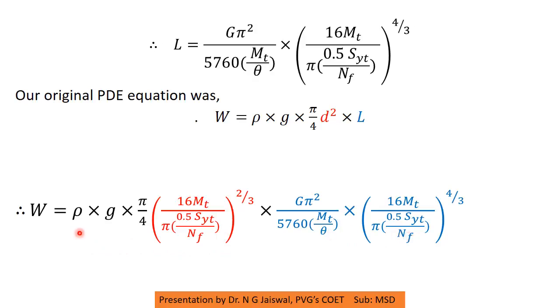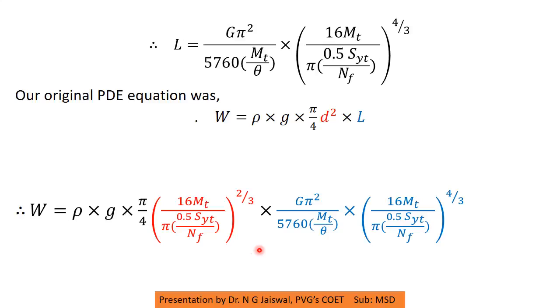Now you can see everything is now known. Rho is known. G is gravitational acceleration. MT, torque, is known. SYT of all materials are known. Factor of safety is known. Here G, that is modulus of rigidity, is known. MT by theta is given. MT again known. SYT known. Factor of safety known. So everything is now known.